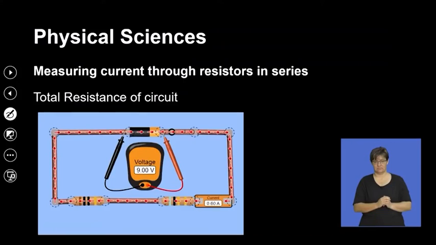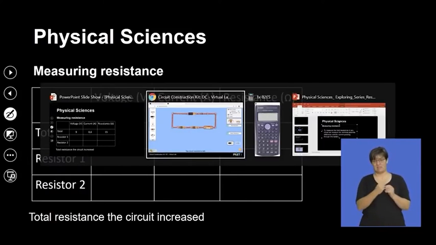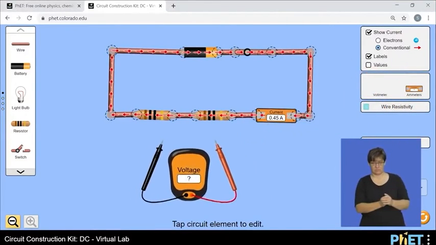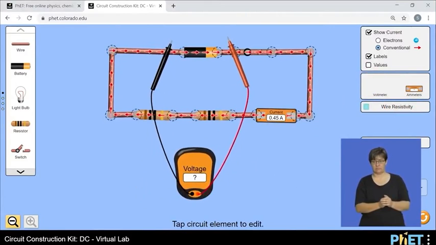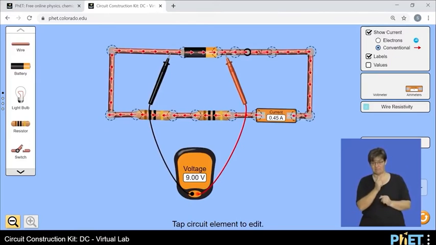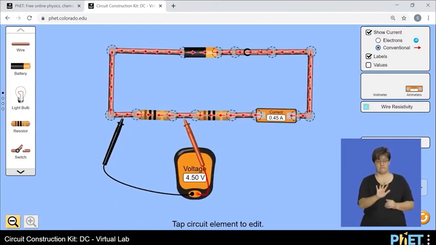Now, if we realize that there is a decrease, the voltage across resistor 1 is something that we also need to measure. But the current that passes through both of them is something else. If we are to measure the voltage, the voltage is 9 volts. That's the terminal potential difference across the source. Now, in this case, this one is going to be 4.5.